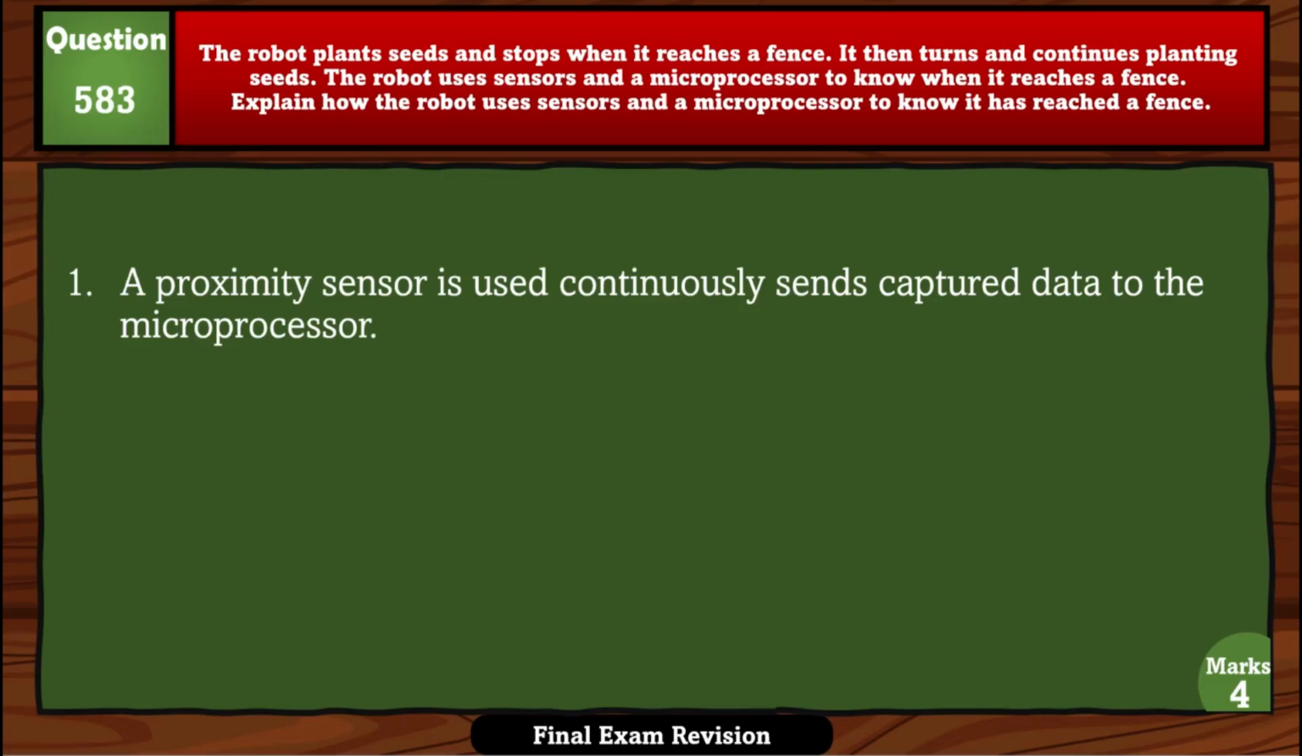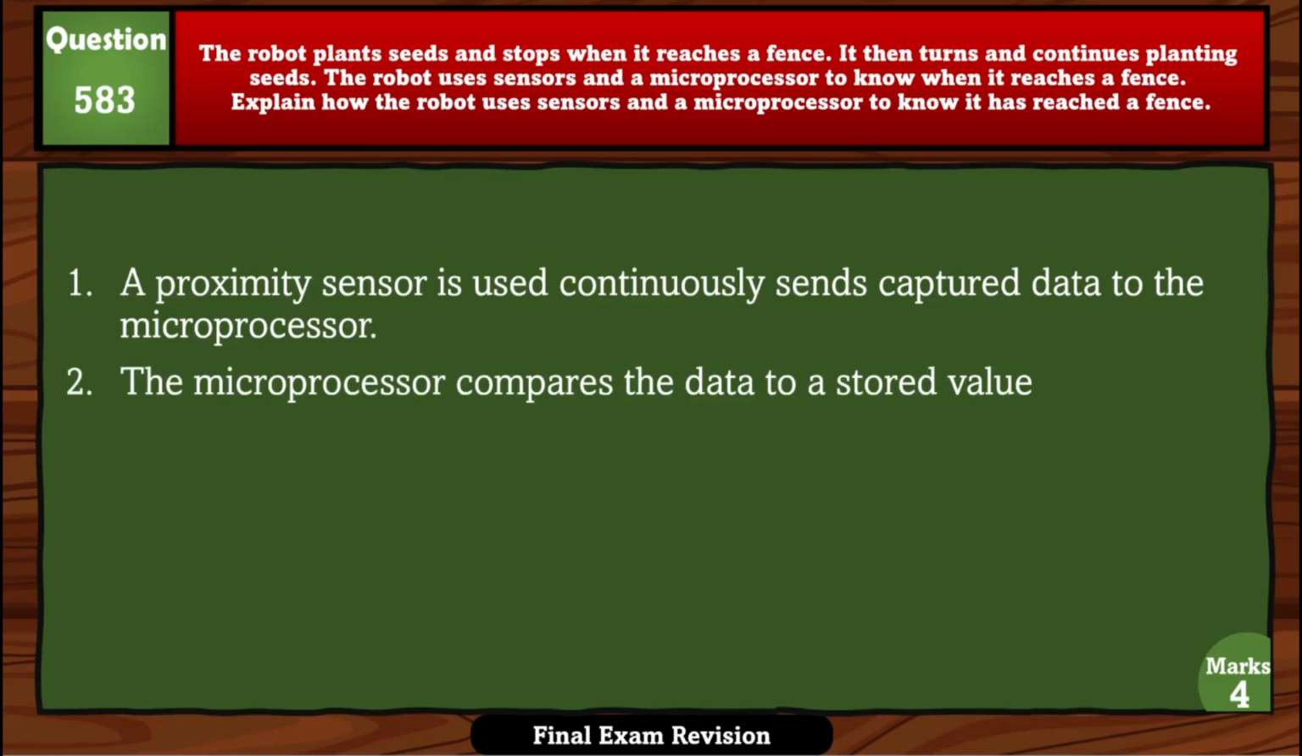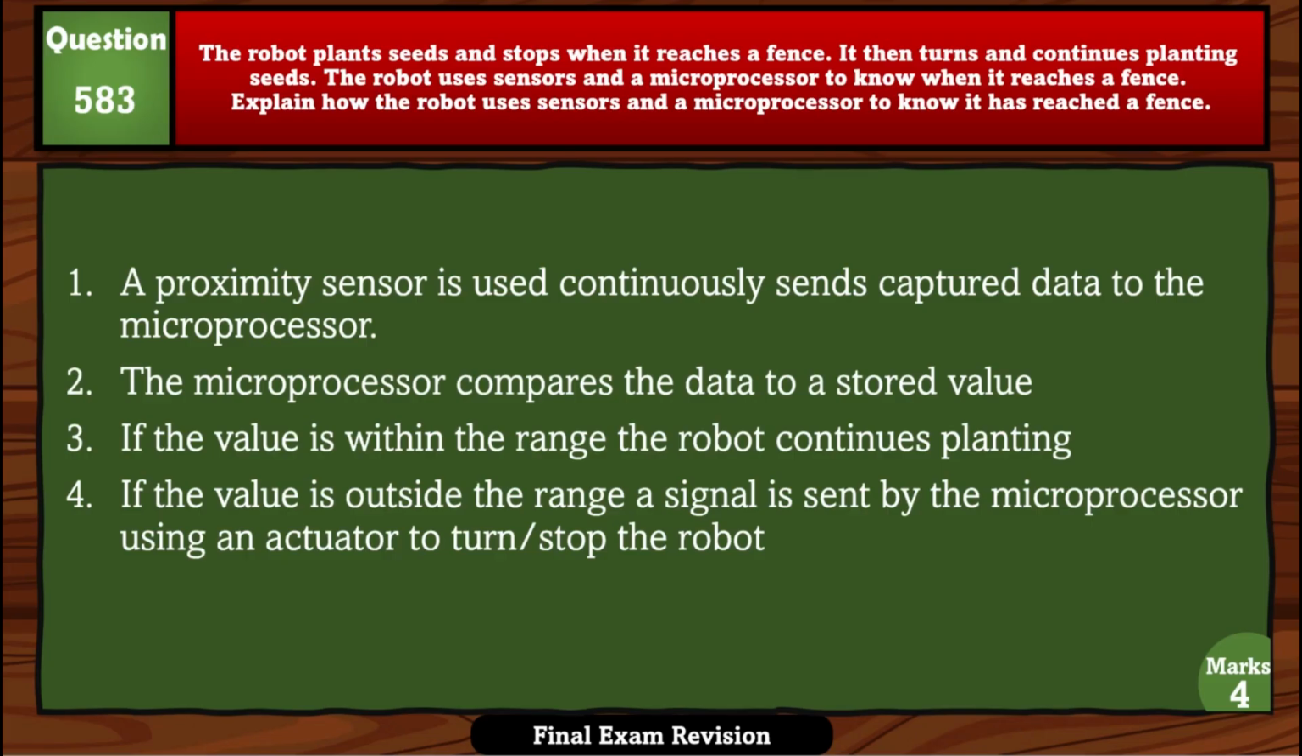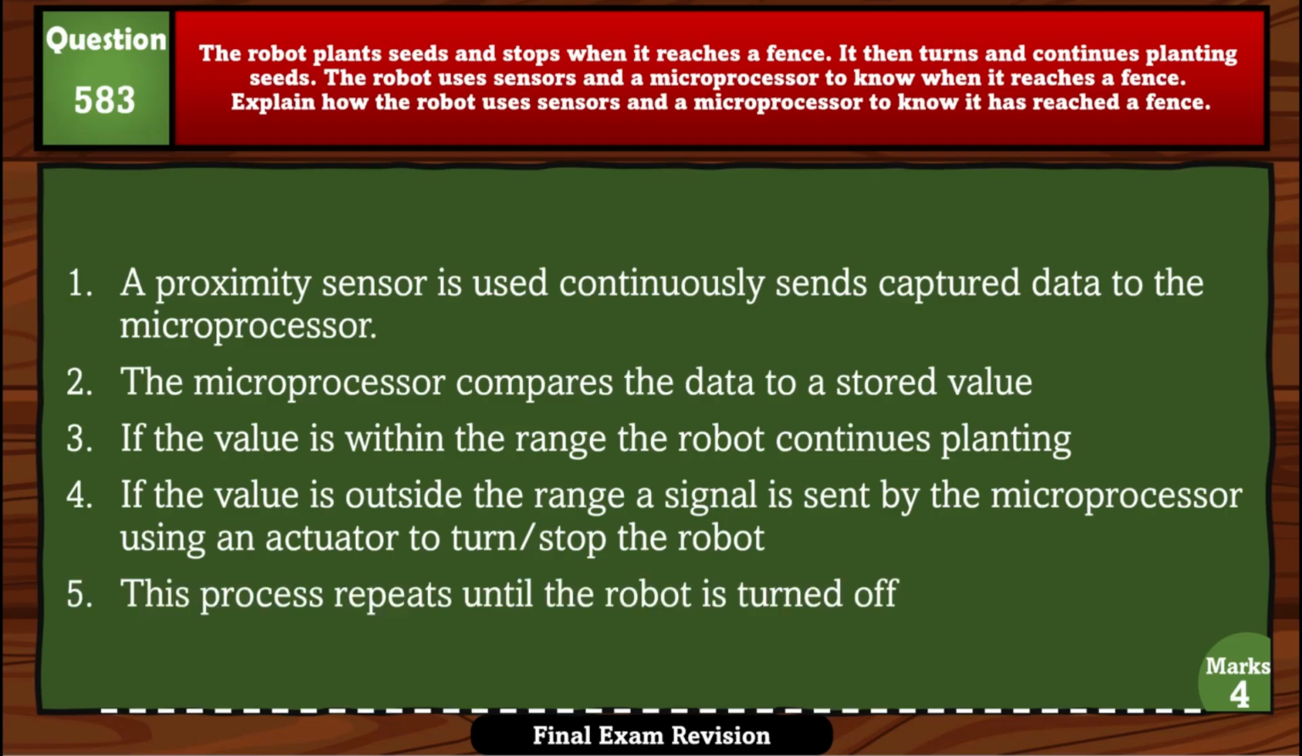A proximity sensor is used to continuously send captured data to the microprocessor. The microprocessor compares the data to a stored value. If the value is within the range, the robot continues planting. If the value is outside the range, a signal is sent by the microprocessor using an actuator to turn or stop the robot. This process repeats until the robot is turned off.